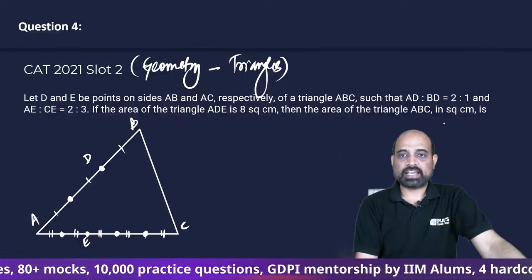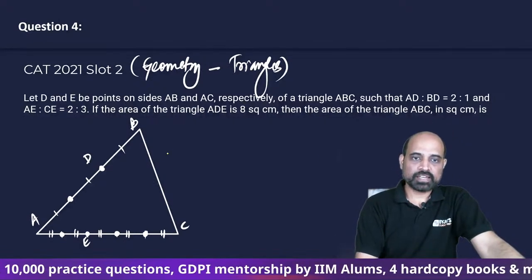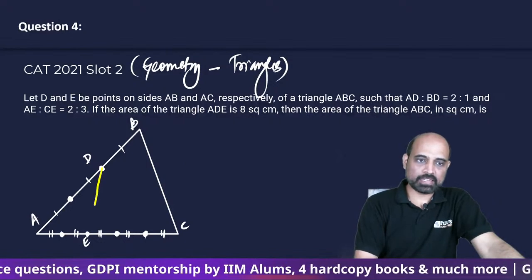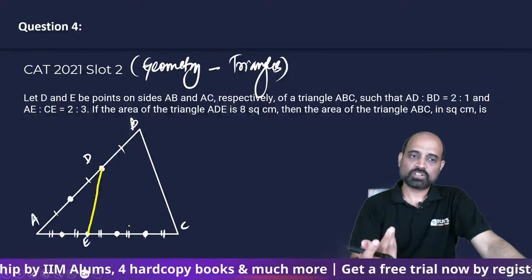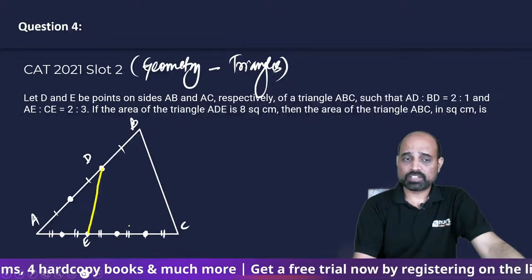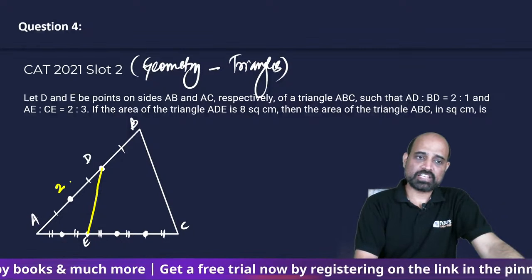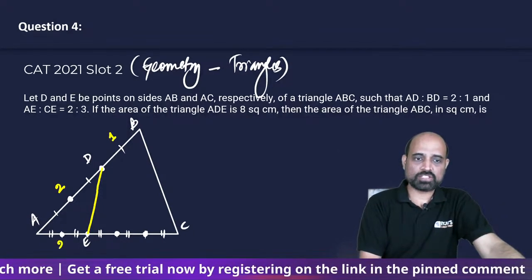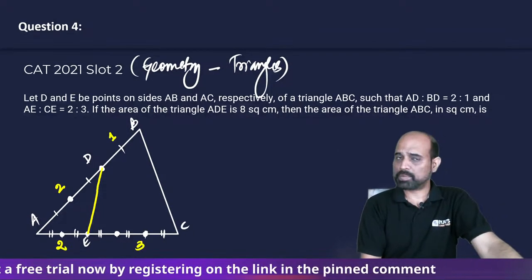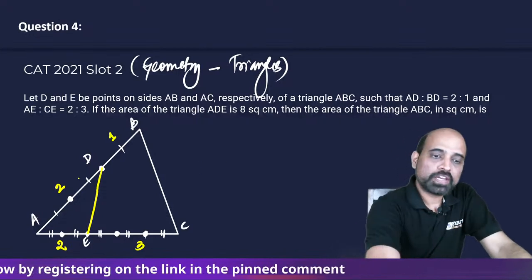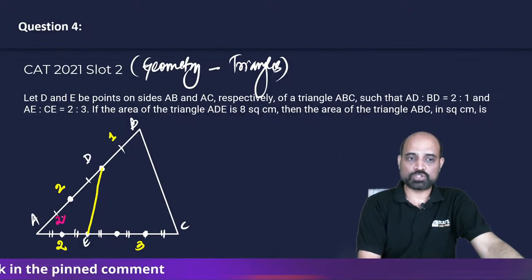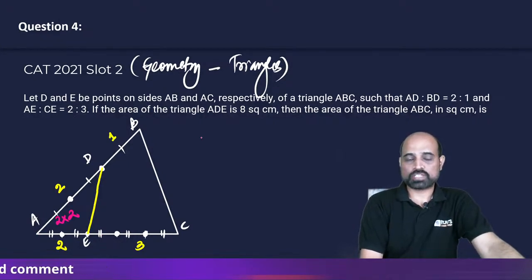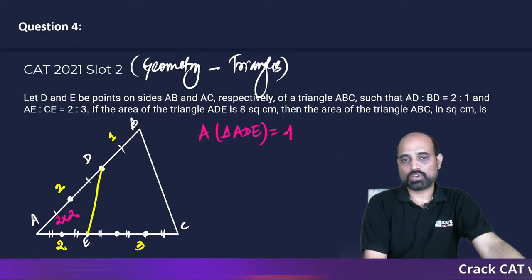Okay, next it says area of the triangle ADE is 8 centimeter square. Find the area of the entire triangle ABC. I'm saying I don't need any of that. What I'm going to do is I can say AD is 2, DB is 1, AE is 2 and EC is 3. We know this, right? So how do we calculate area of a triangle when you have a common vertex? Area of this is given as 2 into 2. So its area is 4. So area of triangle ADE is 4.